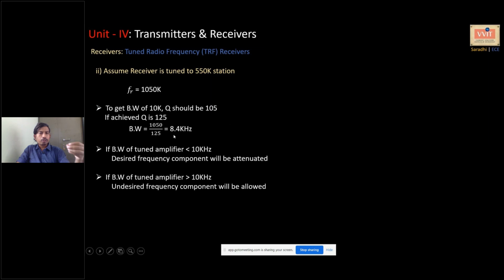So 8.4 kilohertz means that you are losing some portion of the spectrum, and that decreases the efficiency or fidelity of the receiver. It cannot reproduce the message signal properly. If the bandwidth of the tuned amplifier is less than 10 kilohertz, the desired frequency components will be attenuated. If the bandwidth of the tuned amplifier is greater than 10 kilohertz, undesired frequency components will be allowed into the receiver. That is called interference from the adjacent channels.